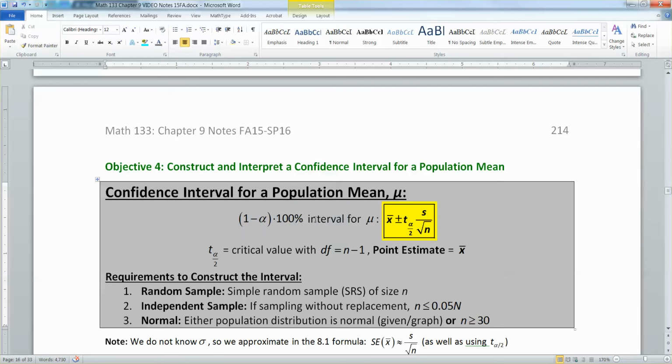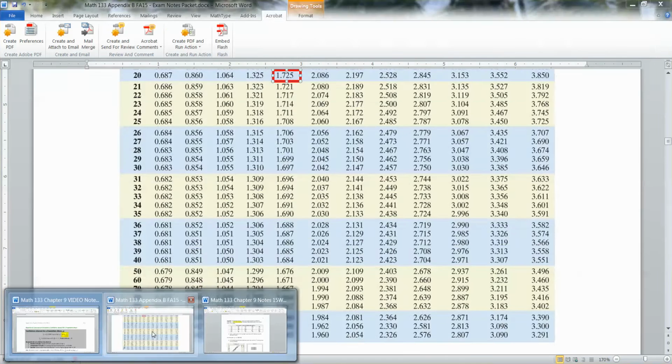Right? And alpha, remember, is going to come up to us again and again in chapters 10 and 11 and, well, and 9. It's going to keep popping up. It's the area in both tails, or a single tail in chapters 10 and 11. All right. Now you don't have to memorize any of this because it's all in your exam notes packet.